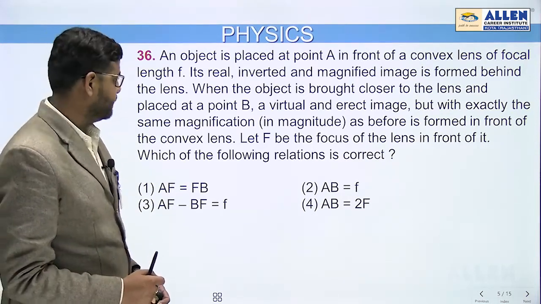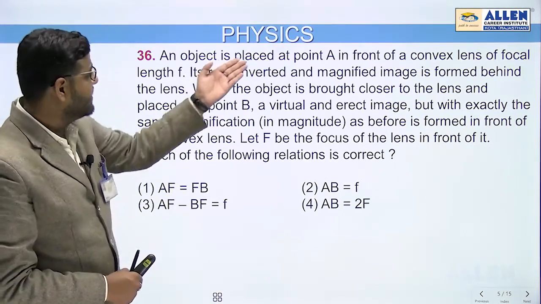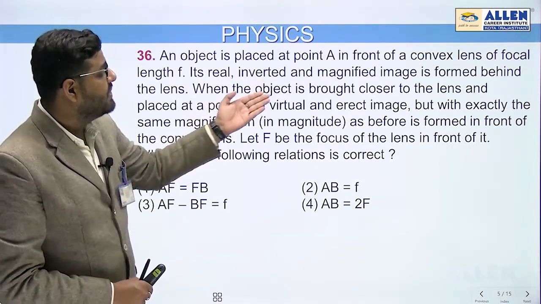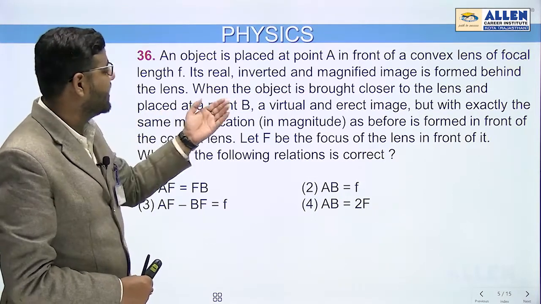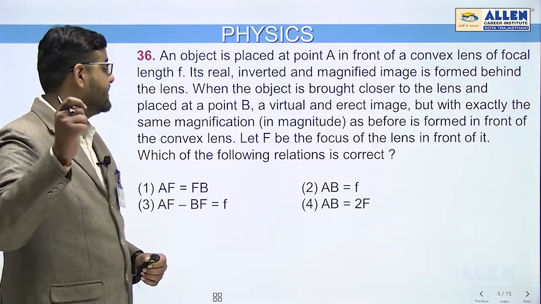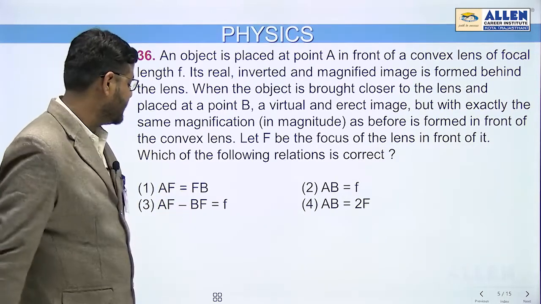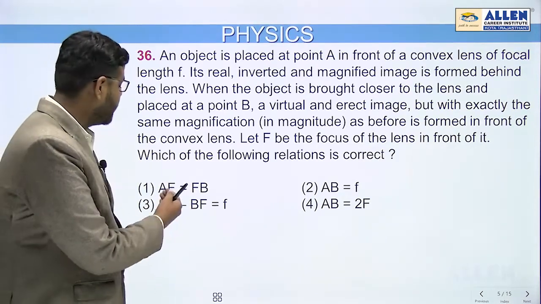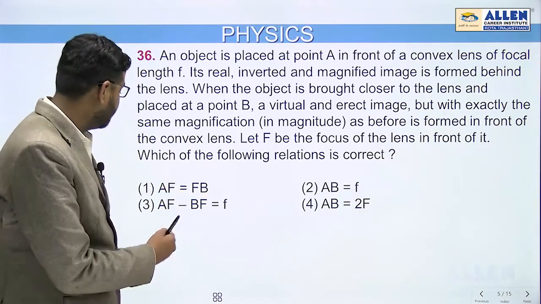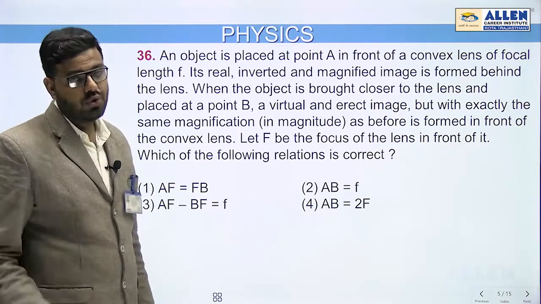Which of the following relations is correct? Okay, so here we have given a convex lens and an object is placed at a point A, and in this case the image formed is real, inverted and magnified. In the second case, when the object is brought closer to the lens and placed at a point B, a virtual and erect image is formed but with exactly the same magnification in magnitude. So we have to find which one of the following relations is correct. So we have four options here. Option 1, AF equal to FB. Option 2, AB equal to F. Option 3, AF minus BF equal to F, and option 4, AB equal to 2F.